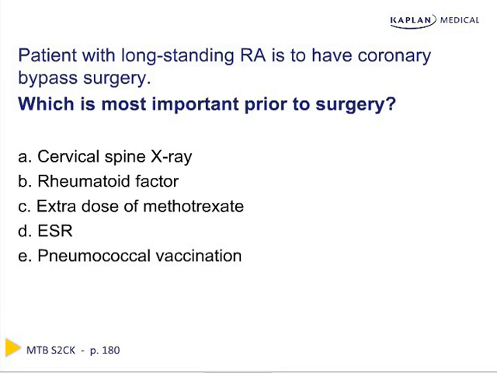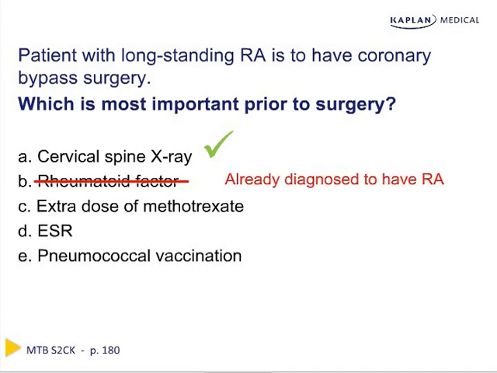Of all these choices, the correct answer is A, cervical spine X-ray. Rheumatoid arthritis is associated with C1 and C2 subluxation. Cervical spine imaging to detect possible instability of the vertebra is essential prior to hyperextension of the neck that typically occurs with endotracheal intubation. Checking a rheumatoid factor will not at all impact coronary bypass surgery.